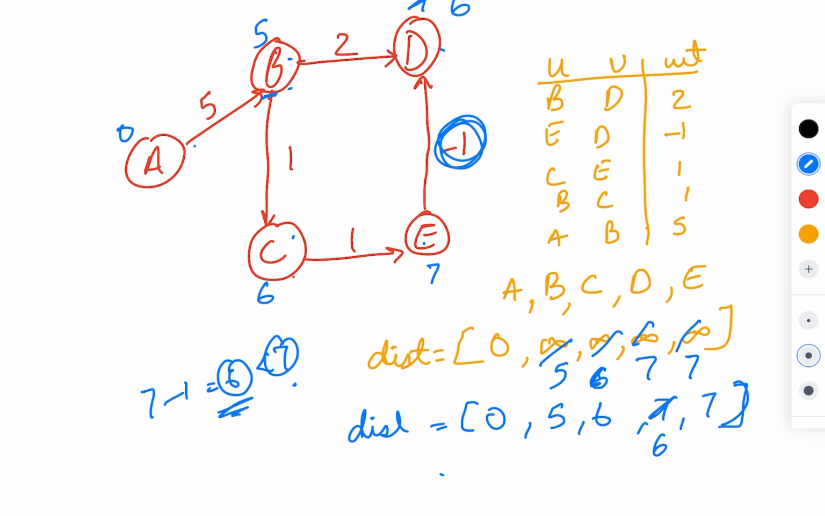After the fifth relaxation, to detect a negative weight cycle, since there is no shorter distance for any node that is found, the graph does not contain a negative weight cycle. And Bellman-Ford ends here. So our new distance is 0, 5, 6, 6, and 7.